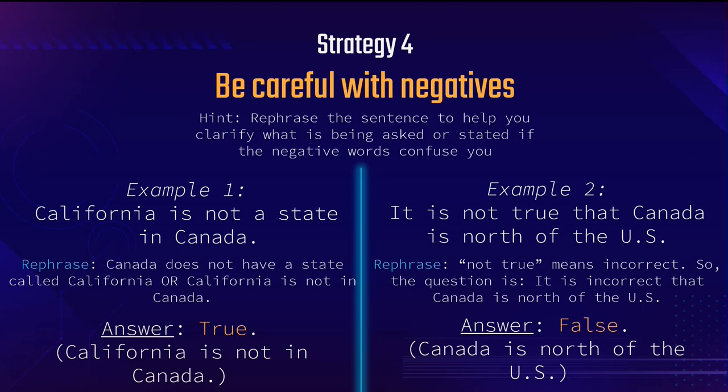Example 2. It is not true that Canada is north of the US. When you rephrase it, you have: it is incorrect that Canada is north of the US. So the answer is false, because Canada is north of the US.